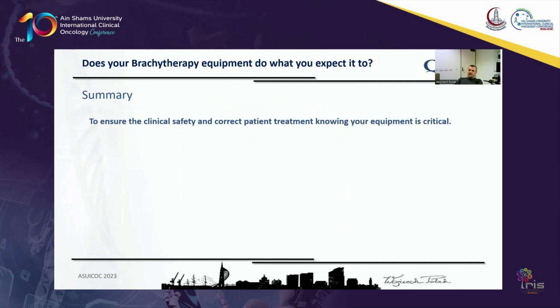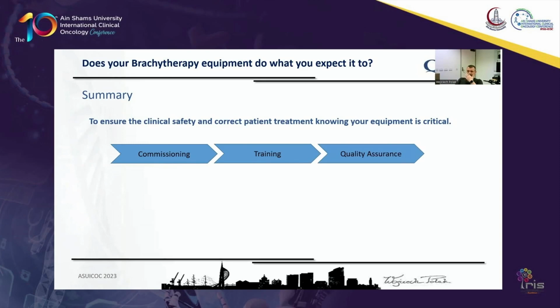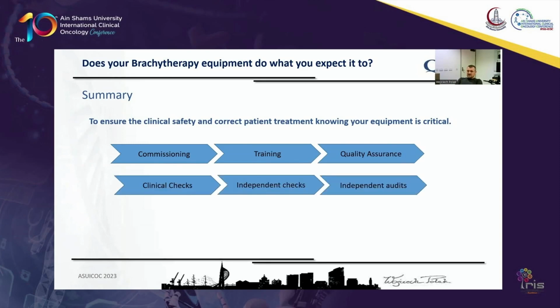So that's going to be rolled out, I think, worldwide, so it will be worth taking part. In summary, to ensure clinical safety and correct patient treatment, knowing your equipment is critical. And we do have some tools for that: commissioning, training, quality assurance, clinical checks, independent checks, and independent audits. But we have to remember, do not blindly trust the manufacturer. You have to test your equipment yourself and then test it again.